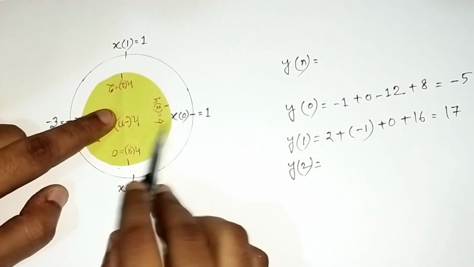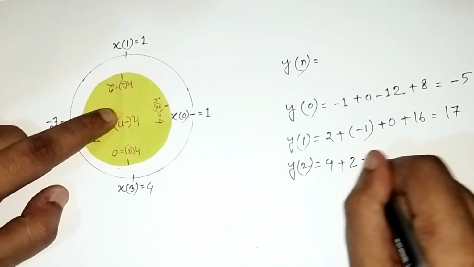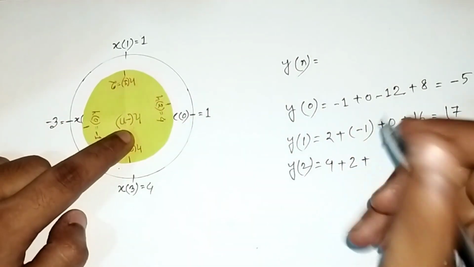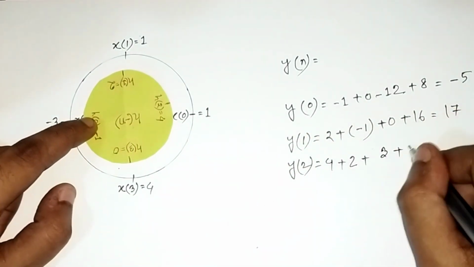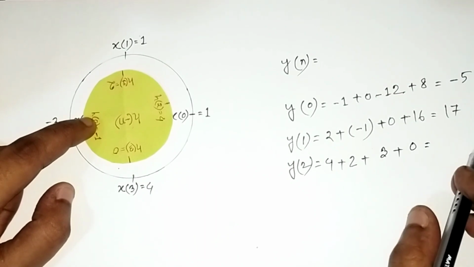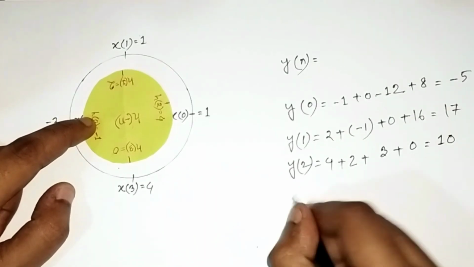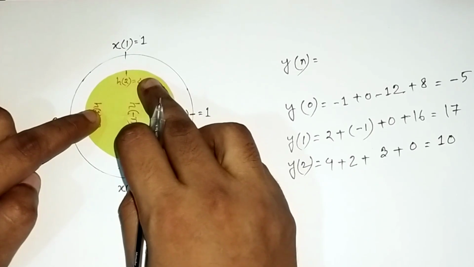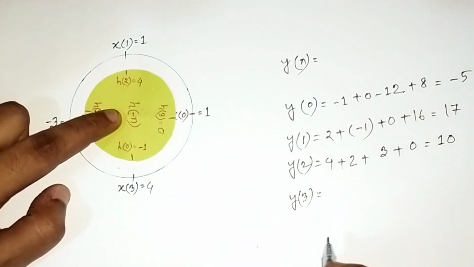This time 4 times 1 is 4, plus 2 times 1 is 2, minus 1 times minus 3 is plus 3, and 0 times 4 is 0. So in total what we have is 10. Sorry for my mistake, 4 plus 2 plus 3 will be 9. And again, anti-clockwise direction. Now we get the final output.